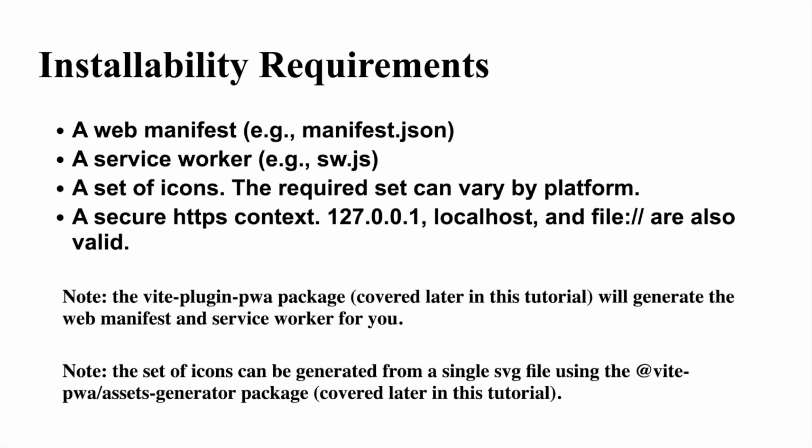There are several requirements for a PWA to be installable. First, you need a web manifest and a service worker. These two files will be generated for you by the PWA plugin that we will install shortly. You also need a set of icons. We will install a package that simplifies the process of creating icons. It does this by building them from a single SVG file. Finally, you need to serve your site from a secure HTTPS context. Serving locally during development is also considered secure.